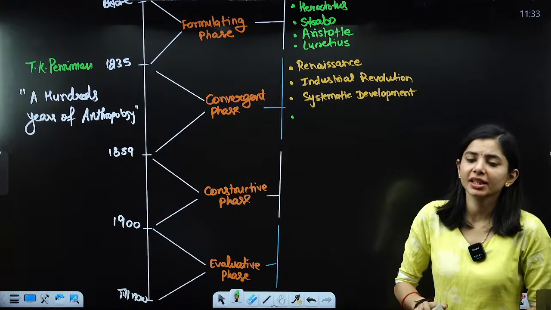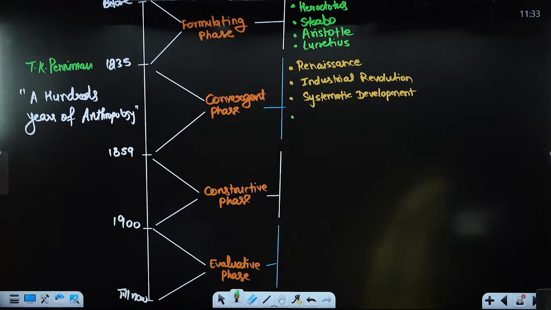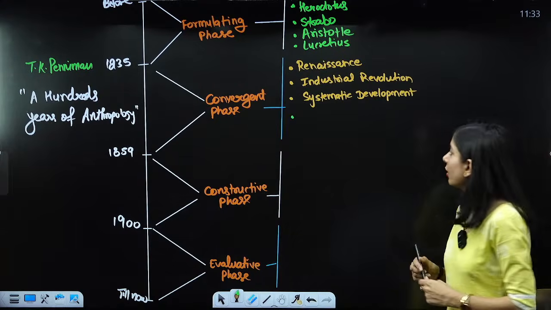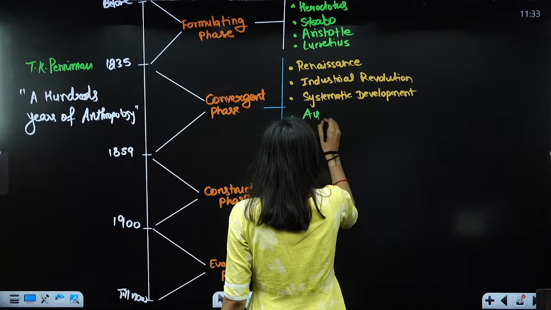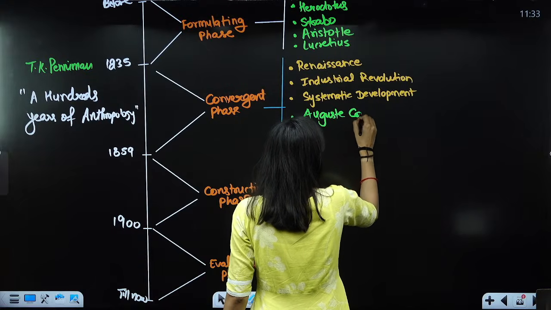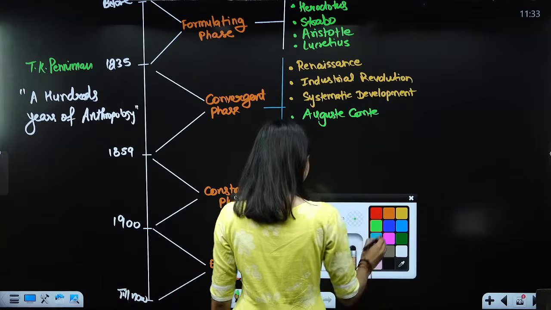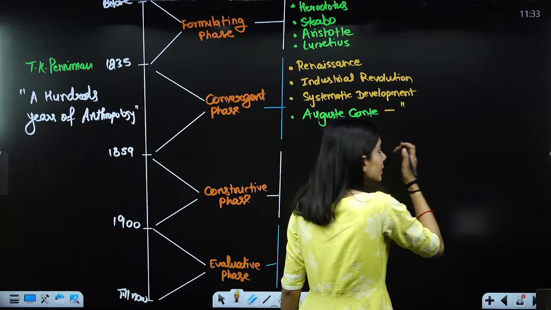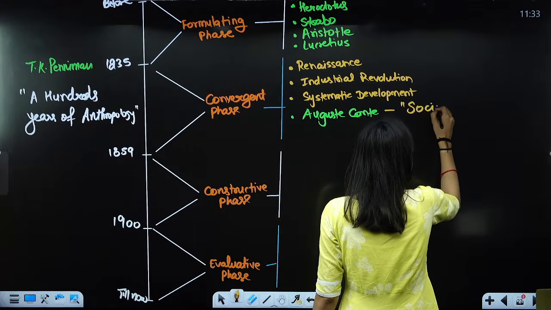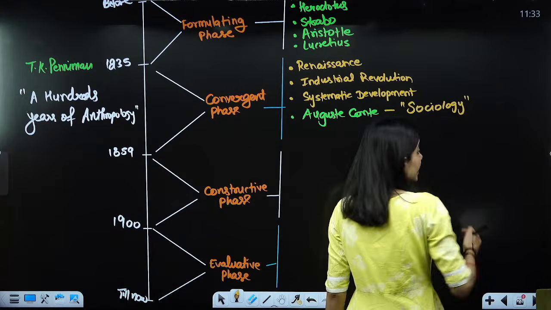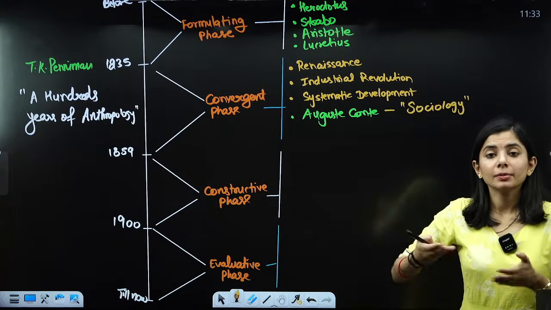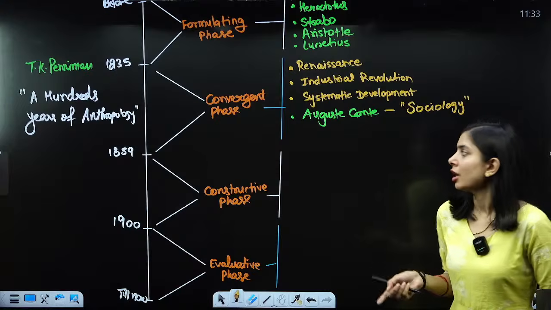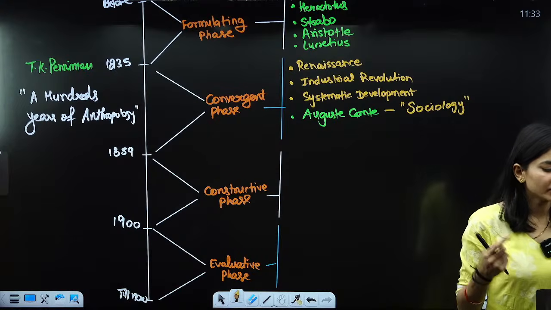And when we are converging it from the different streams, we find that there was one person, Auguste Comte. He gave his book, and he coined the term sociology, and sociology basically became the base for creating the socio-cultural approach for anthropology. So that's what we can say about the converging phase.